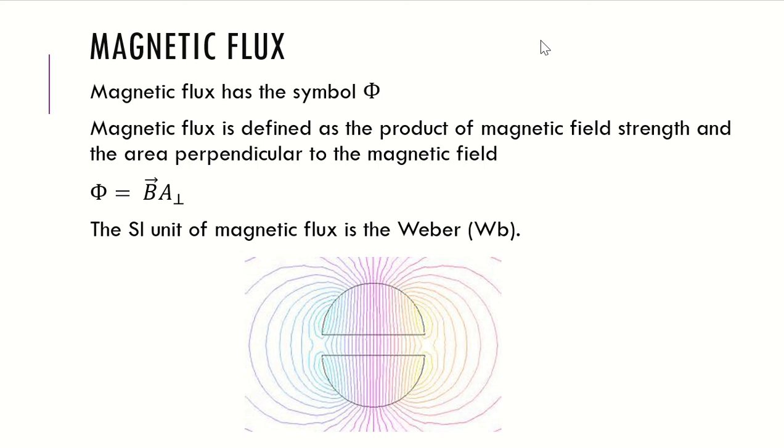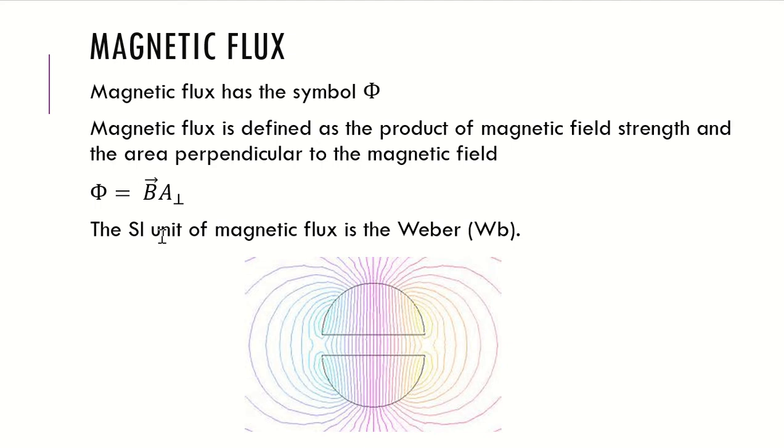So in this video, we're going to be looking at electromagnetic induction, Faraday's law and Lenz's law. Before we look at those, we're going to look at magnetic flux. Remember, magnetic flux has this Greek symbol, psi. The flux is defined as the product of the magnetic field strength multiplied by the area perpendicular to the field.